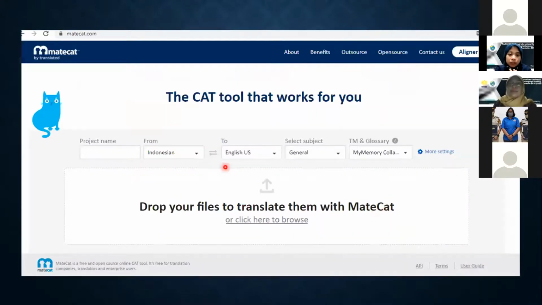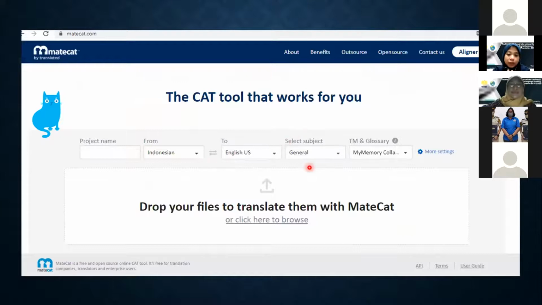Here, I want to discuss the one that I introduced to my students. It is madecat.com. It is one of the CAT tools. So here, this is the layout of the home page of MateCat, where a translator can drop their files here, and then they can give a name to their projects because they may have some projects to work with, and you can choose the language here.